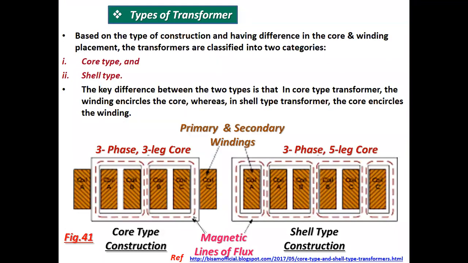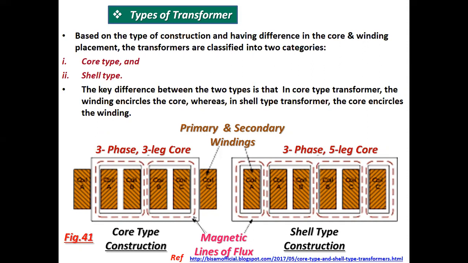Let's start with types of transformers. Based on the type of construction and having difference in the core and winding placement, the transformers are classified into two categories. One, core type, and number two is the shell type. The key difference between the two types is that in core type transformer, the winding encircles the core, whereas in shell type transformer, the core encircles the winding.